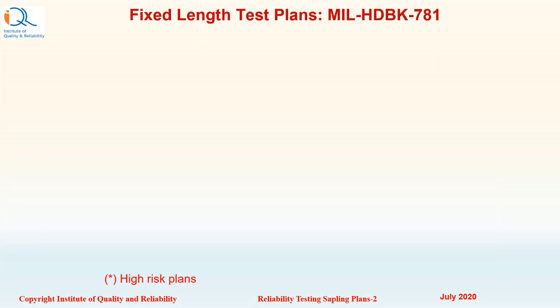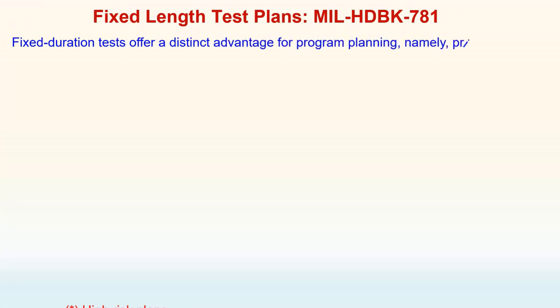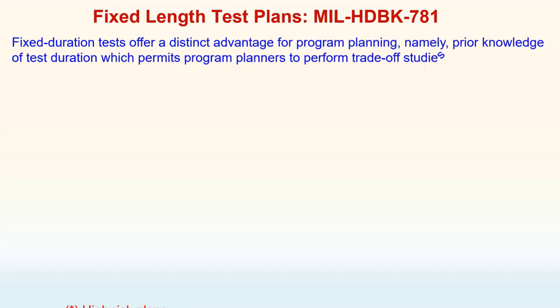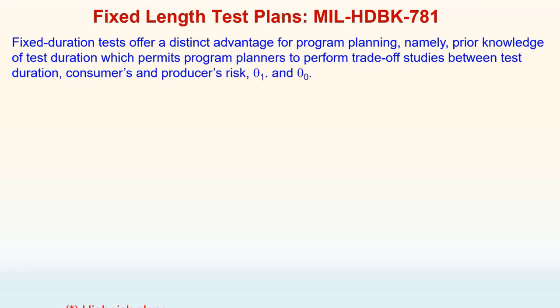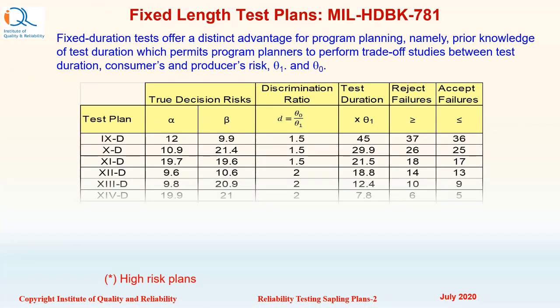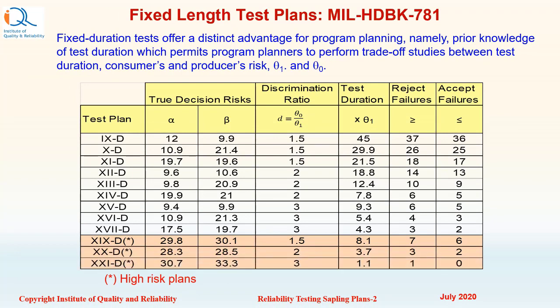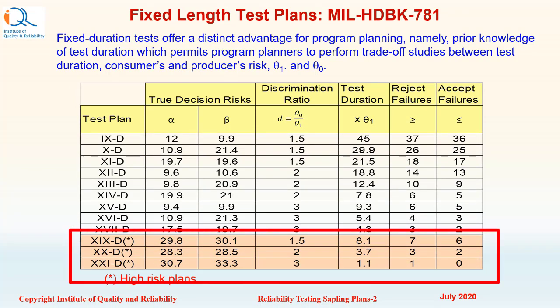Mill Handbook 781 also provides for many fixed length test plans. The fixed duration tests offer a distinct advantage for program planning, namely prior knowledge of test duration, which permits program planners to perform trade-off studies between test duration, consumers and producers risk, theta 1 and theta 0. These are the test plans mentioned in Mill Handbook 781. The last three test plans are high risk test plans. As you can see, the alpha and beta risks are approximately 30% in the last three plans.